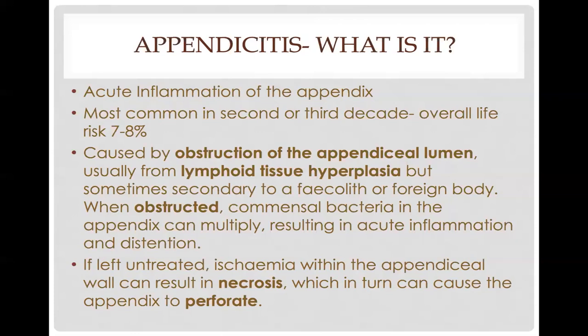When this becomes obstructed, bacteria in the appendix can multiply, and that results in acute inflammation as well as distension. If this is left untreated, then ischemia within the appendiceal wall can result in necrosis, which can then go on to cause the appendix to perforate.